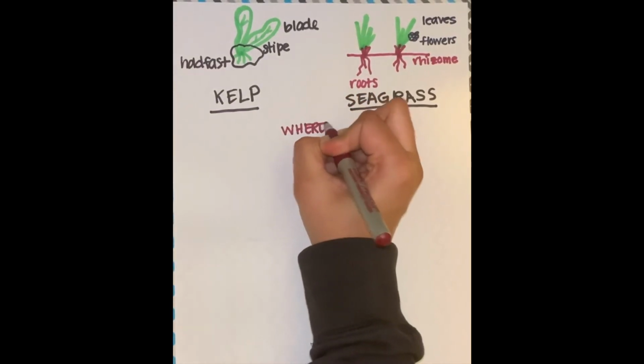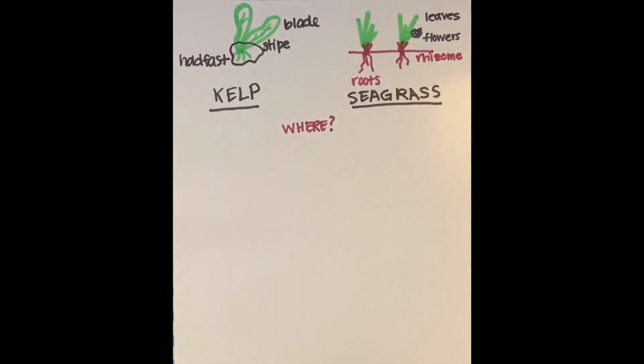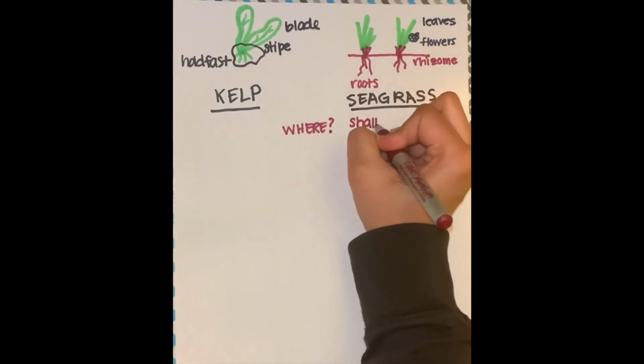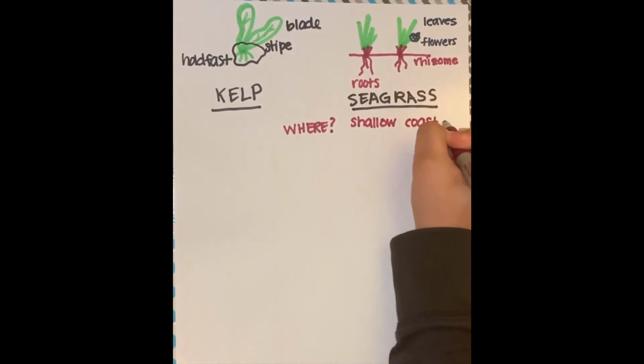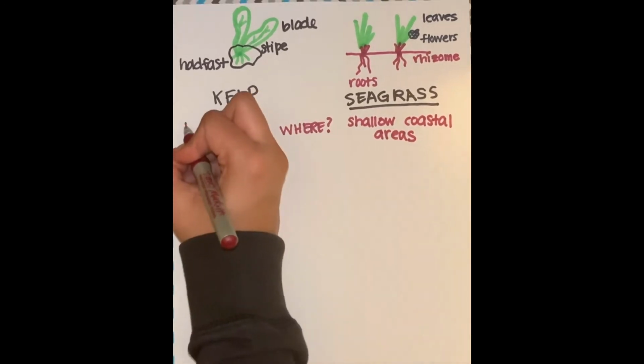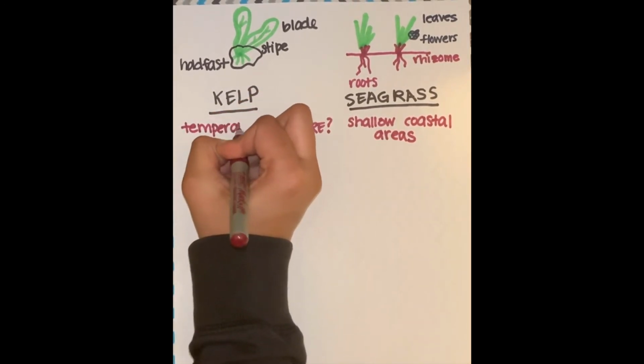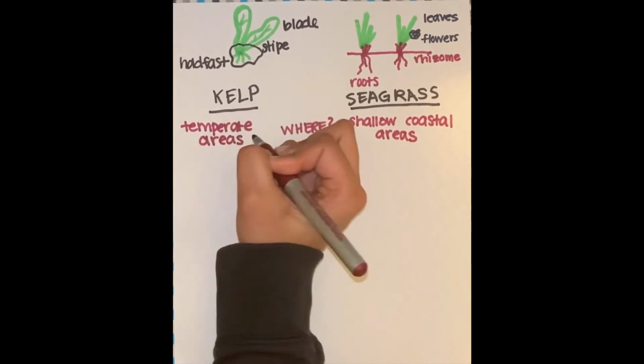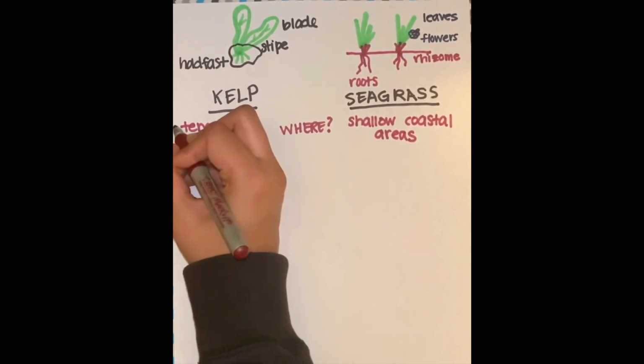Where do each of them live? Seagrasses need a lot of sunlight, so they live in shallow coastal areas. Kelp, on the other hand, cannot live in warm temperatures. They reside in temperate areas with cooler temperatures.